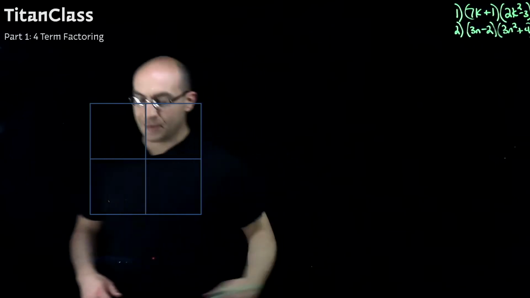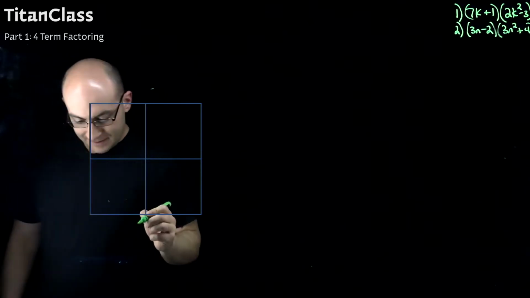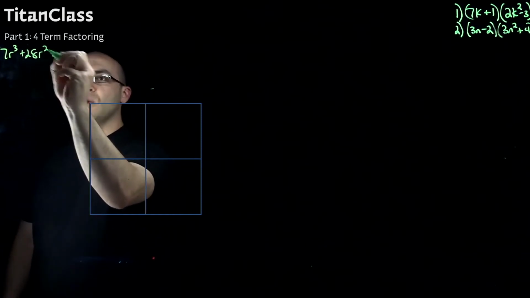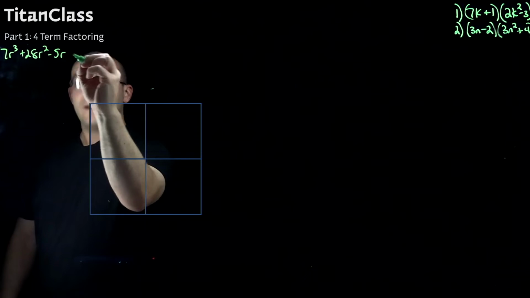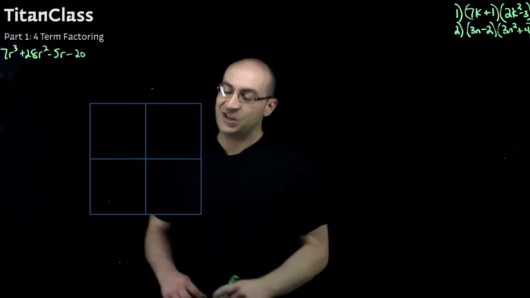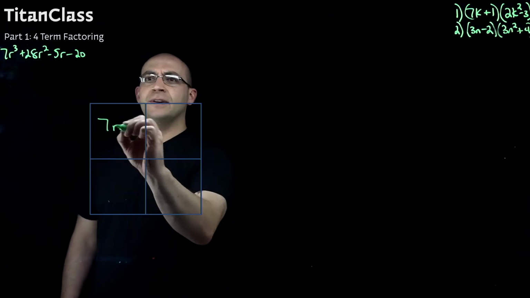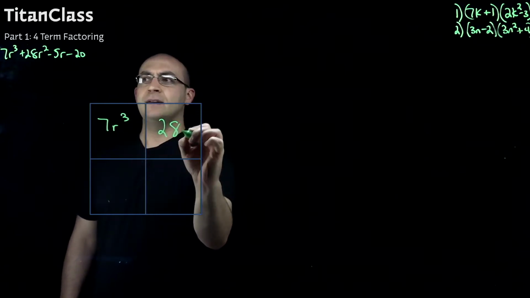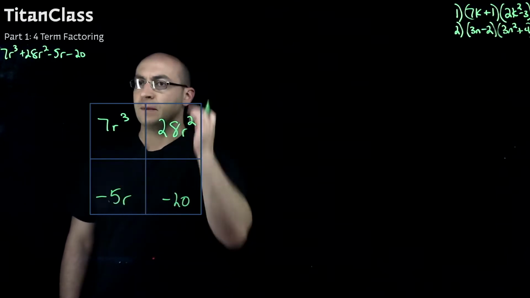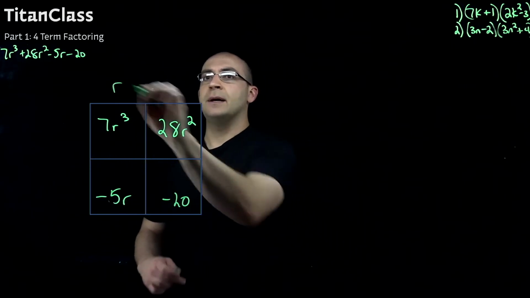Okay. Number 3. I'm having fun, huh? Still squeaky. 7r to the 3rd plus 28r squared minus 5r minus 20. You may be asking yourself, well, where's he looking? Well, there's this nice little table thing here that you can't see, and I've got the problems written out over here. 7r to the 3rd, 28r squared, negative 5r, negative 20. All right. No number that I can take out here evenly, but they both share an r, so an r is going to come out.